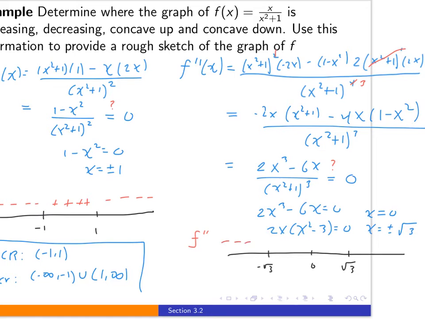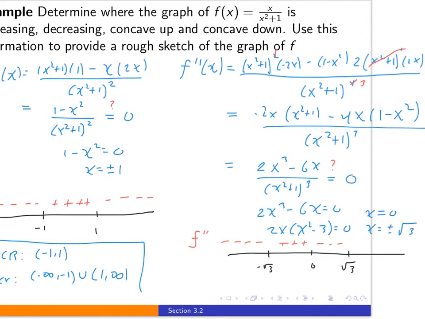So f double prime is negative to the left of minus root 3. If I plug in the number minus 1, we'd have negative times a negative, so f double prime is positive. If we plug in the number 1, positive times a negative, so our function f double prime will be negative.